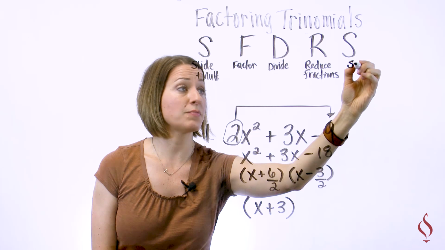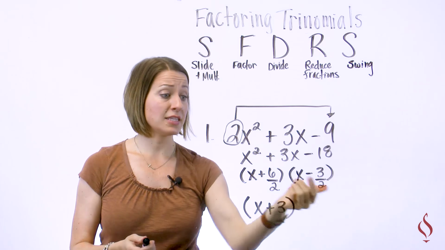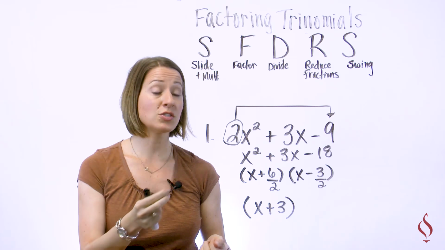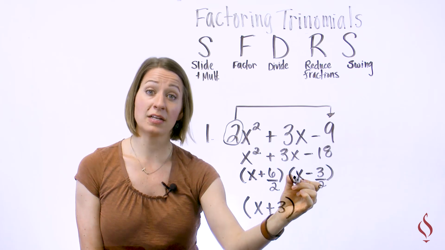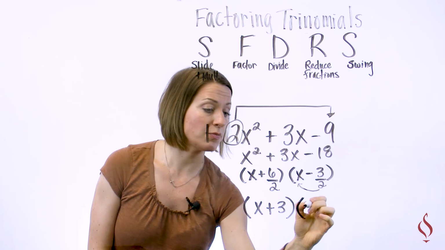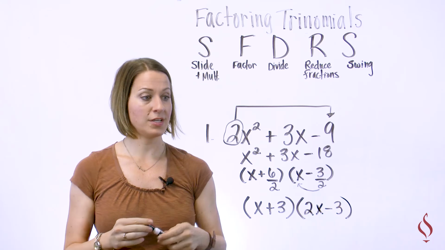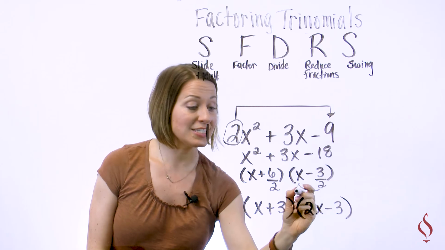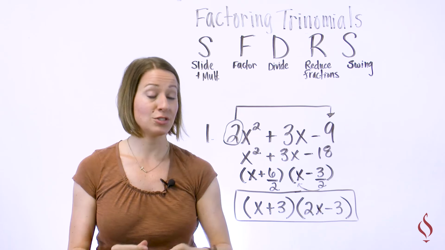If you have a fraction that cannot be simplified, like this 3 over 2, that's when you use the very last step, which is called swing. We're going to swing the denominator number to sit in front of the x. So we're just going to move this 2 and sit it up front to get 2x minus 3. I know that seems like a lot of steps, but the more you practice it, the better it will get. But this is your final answer: x plus 3 times 2x minus 3.